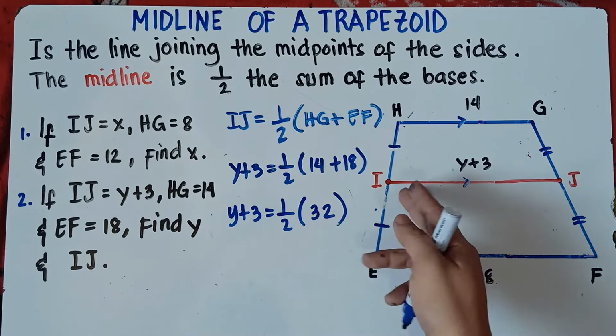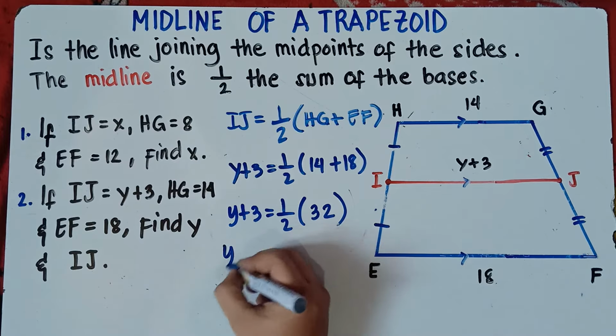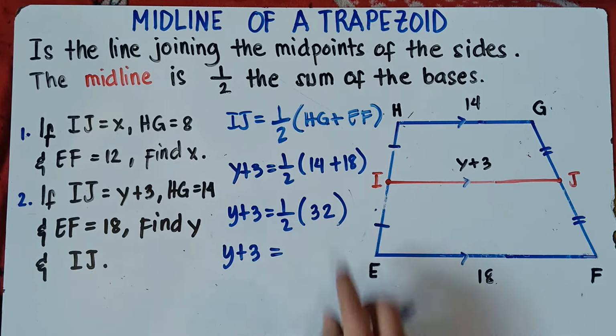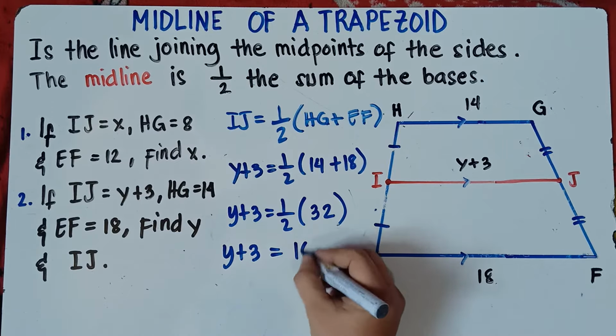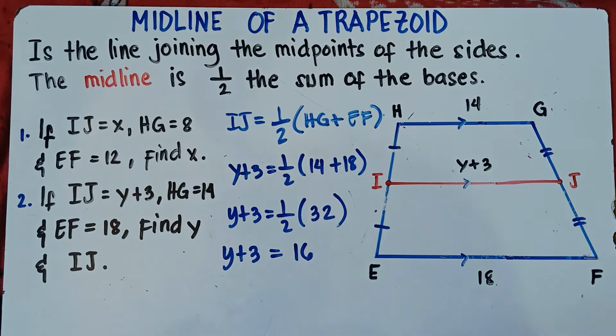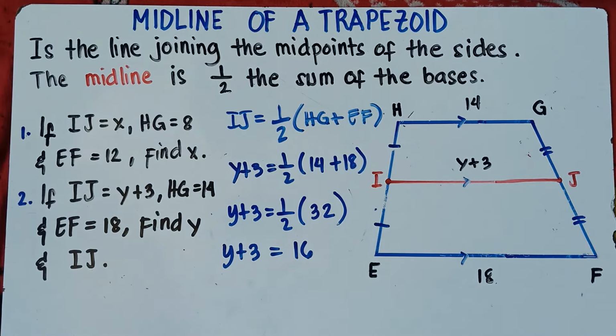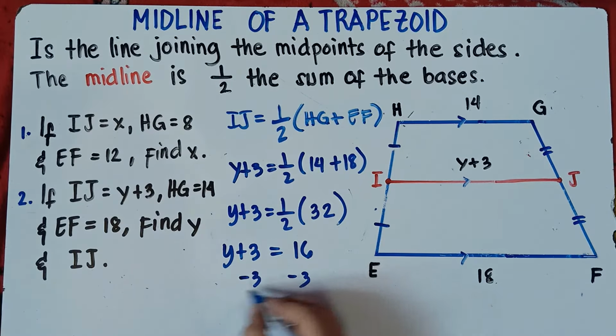So no need to multiply both sides by 2. Just simply divide, class. So y plus 3, copy y plus 3 equals 32 divided by 2, that is 16. Alright, and then to get the value of y, you can do the property of equality. Once again, class, most of the students are so confused with this properties of equality. You can subtract both sides by 3 to get the value of y.